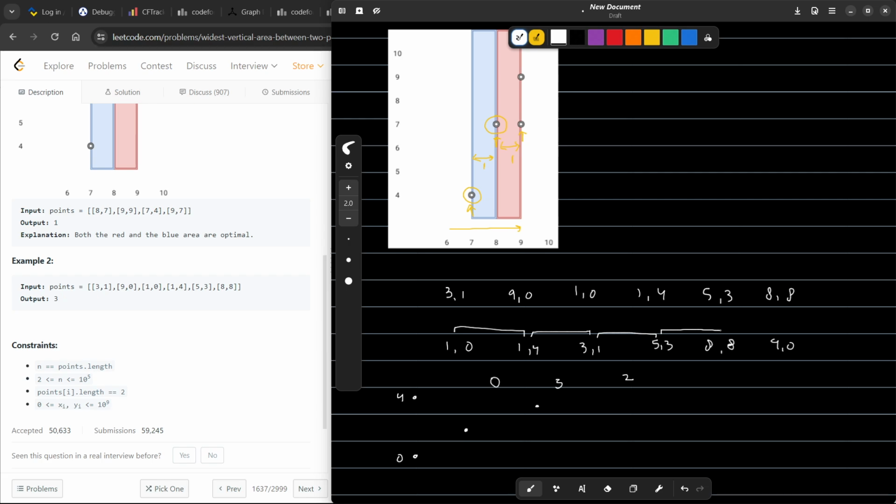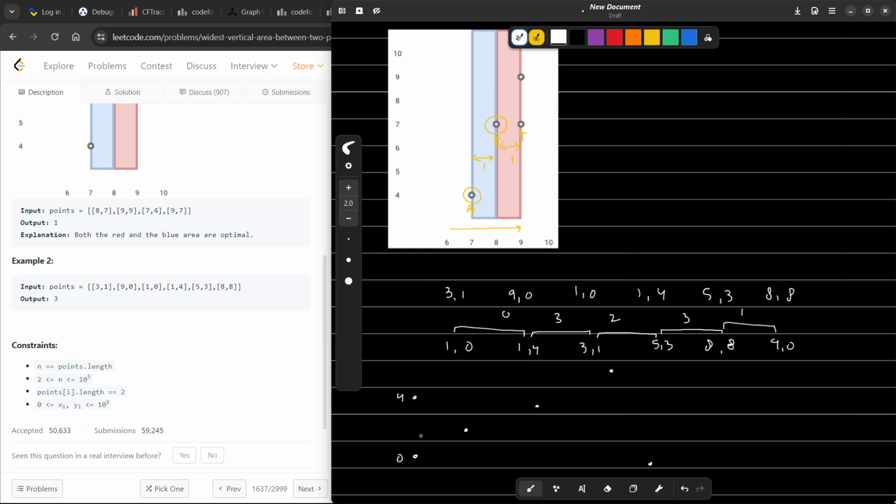Now we have this point 8, 8. So let me just erase this. So 0, 3, and 2. Let me just write it here. 8, 8 will somewhere lie around here, and 9, 0 will somewhere lie around here. So the distance between these two is 5, 6, 7, 8, 3, and then the distance between these two is 1. So basically I am going to take the difference between two consecutive x coordinates, right? So I mentioned all the points. We have 3, 4, 5, 6 points, and we have 6 coordinates in the problem statement as well, right?